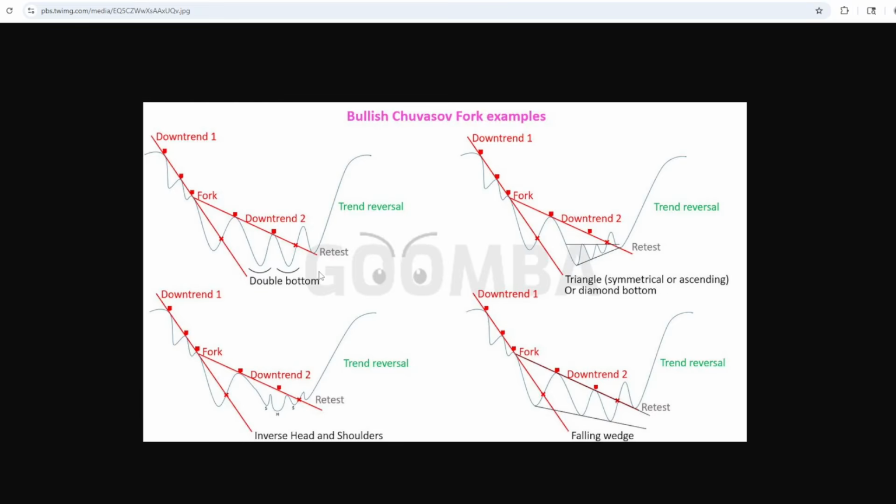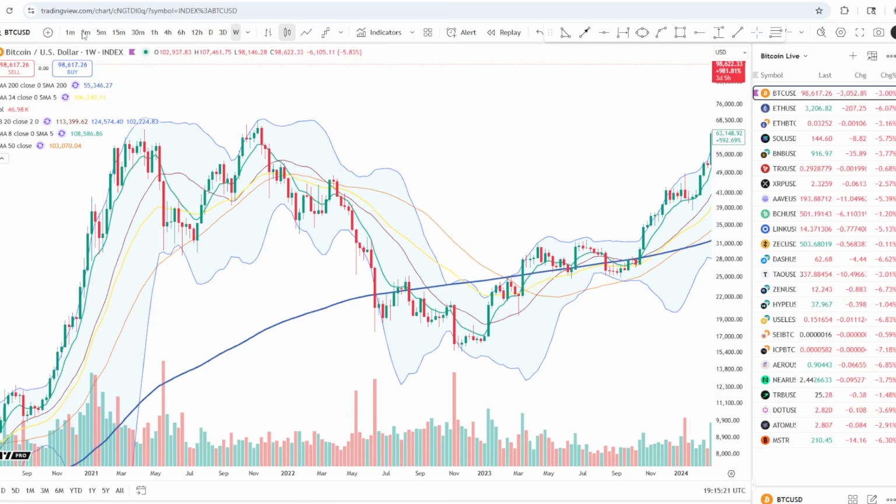Here's some more imagery from Goomba, who's someone I follow, who does a great job on Twitter. But in the bullish reversal version, you see the downtrend, it's starting to break, and then you draw the second downtrend line, and it starts to break out of it. So it's a little bit intuitive, but let's talk about it.